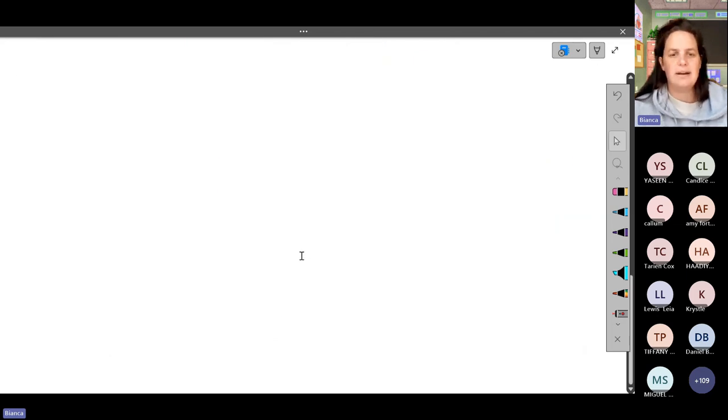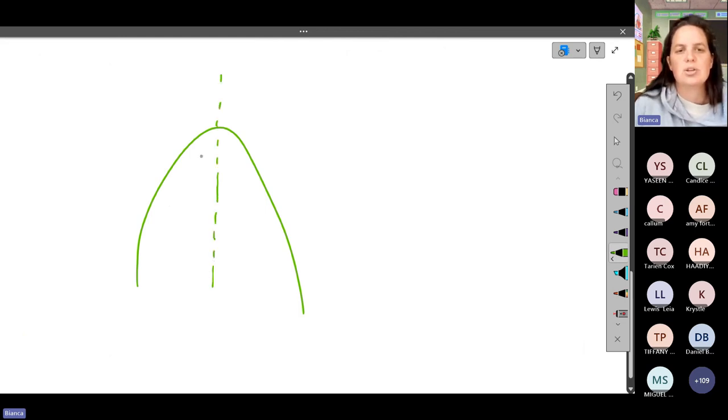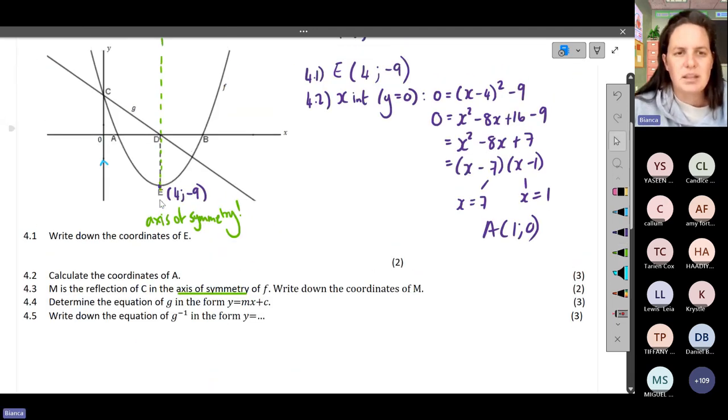So any parabola you have, let's say it's a concave down parabola, your axis of symmetry will once again go through the turning point. So whatever the turning point is will tell you what the axis of symmetry is. Let's say the coordinates here, for instance, are -1 and 9. The axis of symmetry is this line going through here. That line, just have a look up here, this green dotted line, can you see it cuts the x-axis? So the equation of this line is x equals 4.